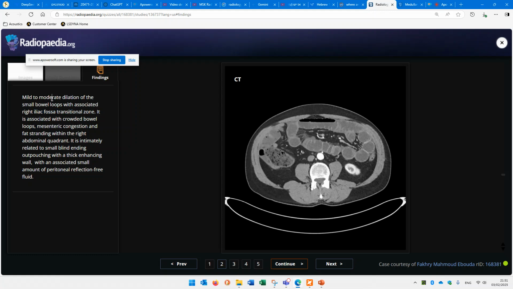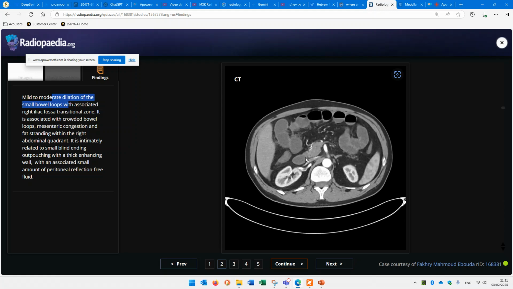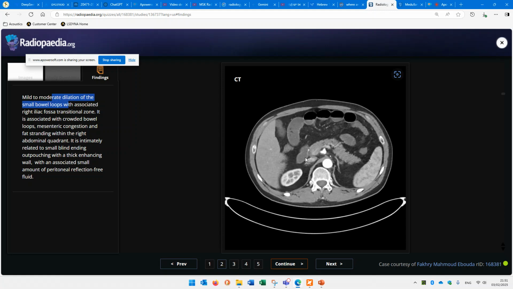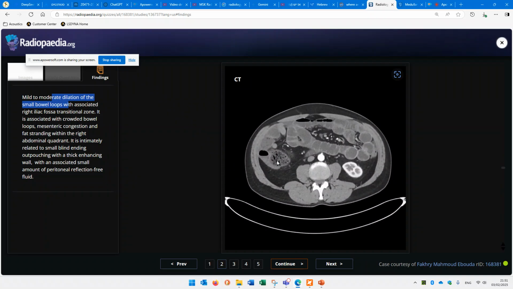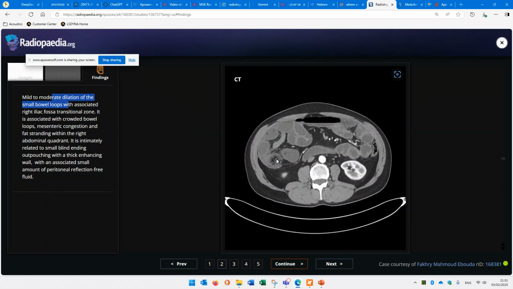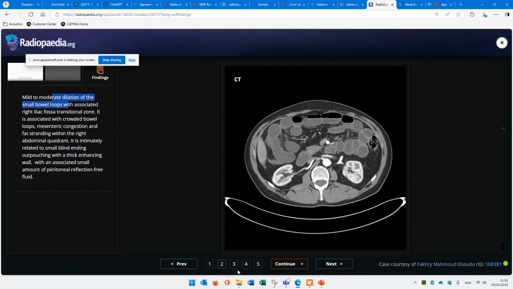Right region has some dilatation of the bowel loops. This is the transition zone probably because of the fecal content that I can see here. Okay.